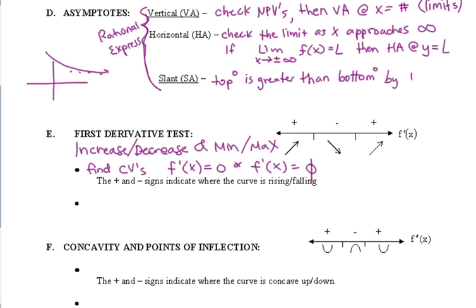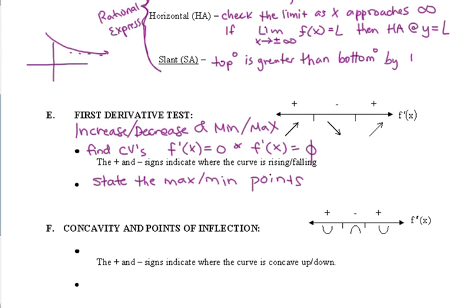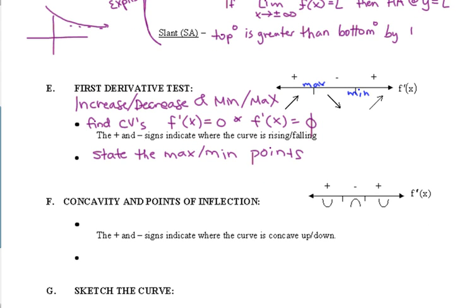And then after we know where it's increasing, decreasing, we state the max, min points. That's a funny looking M. And to get the point, we go back to the original equation, always to get a point. So this guy right here, what would he be, a max or a min? This would be a max, and this guy would be the min. After we finish our increase, decrease, we say when it's increasing, when it's decreasing, state the max, min points.